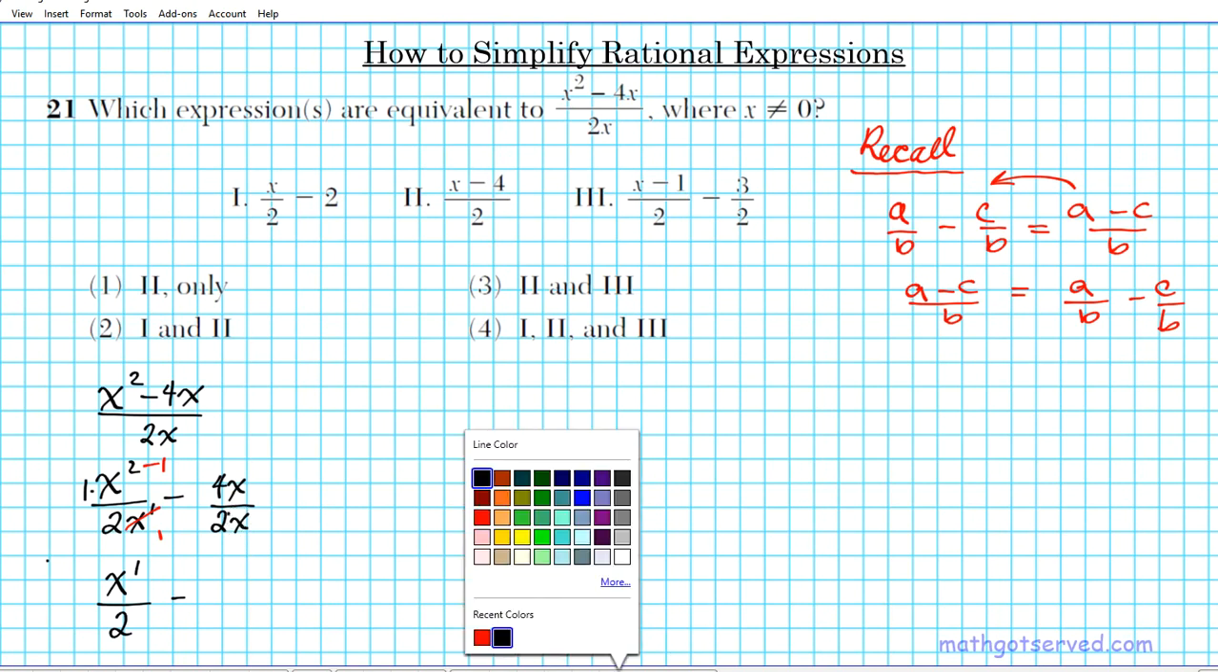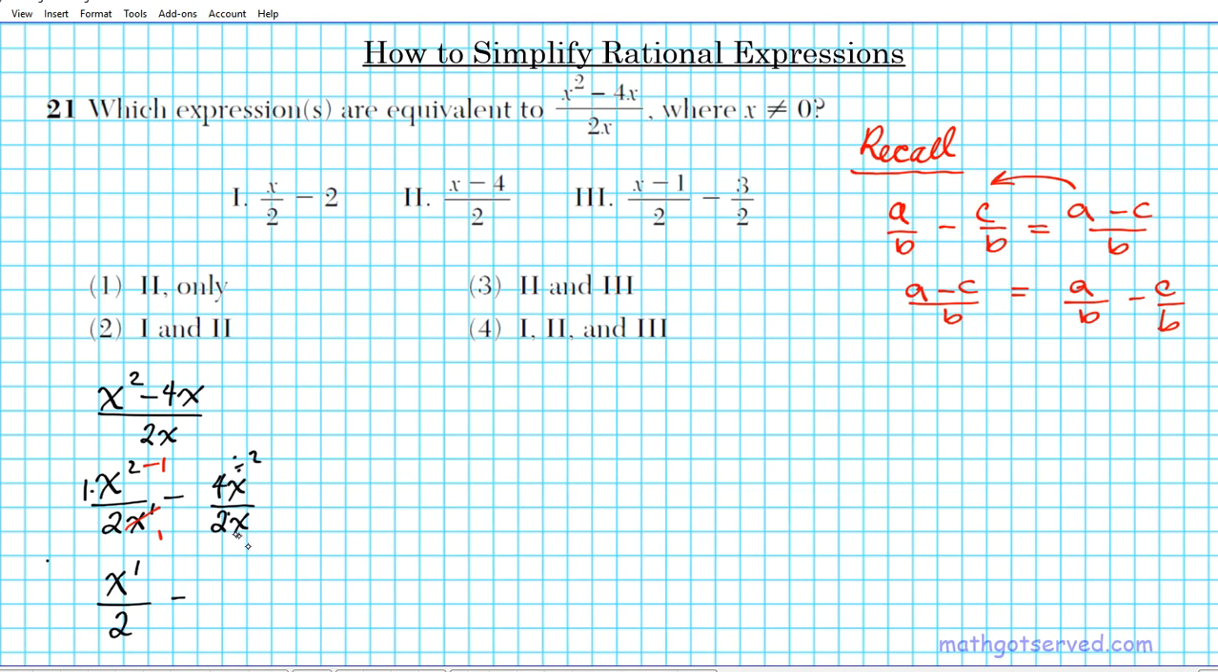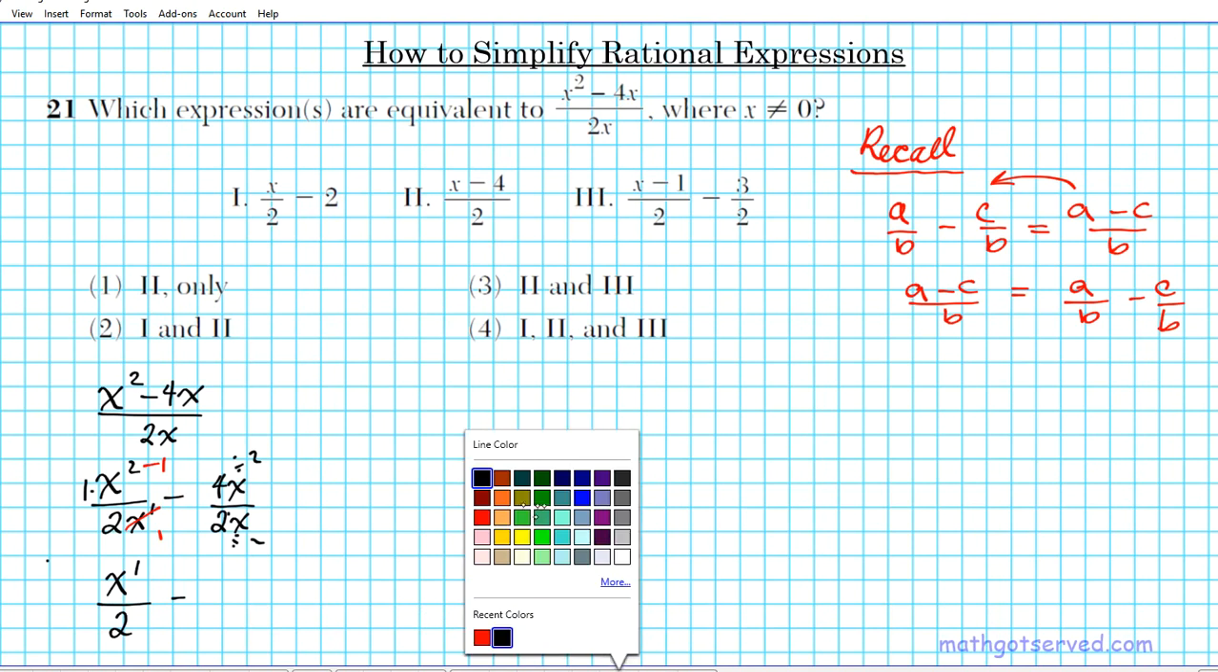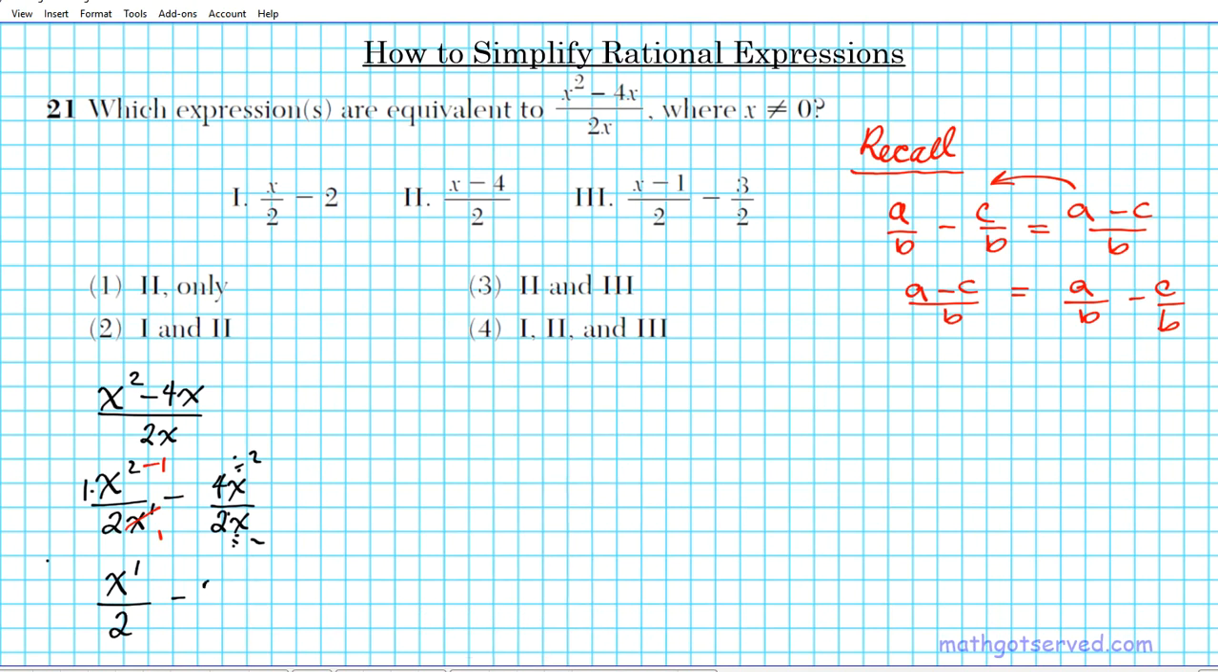We can divide the numerator and the denominator by 2. So divide this by 2, divide that by 2. 4 divided by 2 gives us 2, and 2 divided by 2 is 1. And the x's divide out also. So you just have x over 2 minus 2. And that's equivalent to option 1. So option 1 is equivalent to the original expression. This was the decomposition and reduction approach.